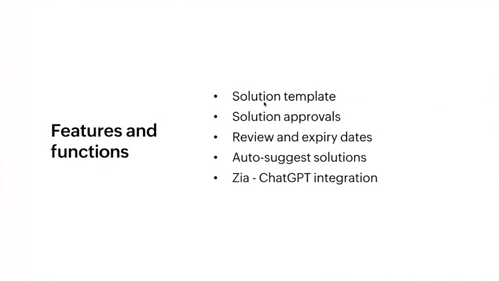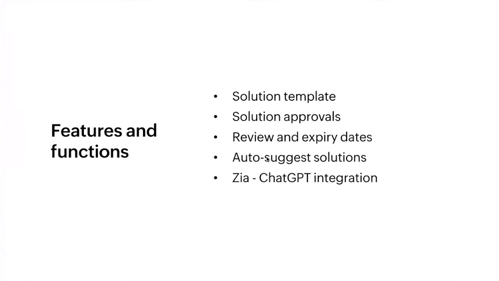So we saw how you can construct your own solution templates. We saw how you can approve or reject your solution articles. We also saw how you can keep your knowledge base up to date by providing specific review and expiry dates. Now let's look at how these solutions would be auto-suggested.